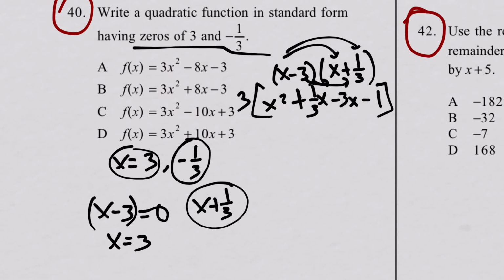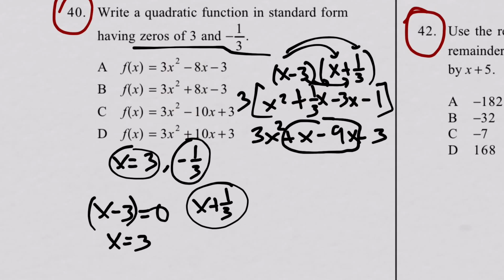Okay, 3x squared plus x minus 9x minus 3. Now I can combine, this is 3x squared. Now I can combine the positive x and the negative 9x into negative 8x, and I'm done.